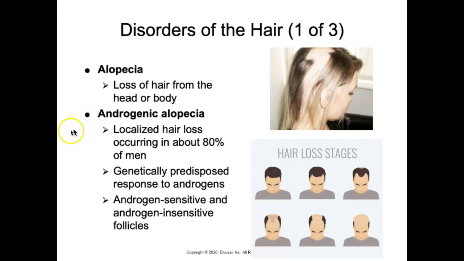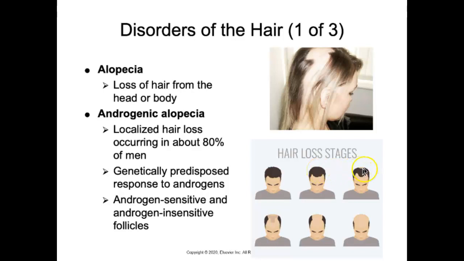Now, some are going to suffer from androgenic alopecia, and this is localized hair loss that takes place in about 80% of men. It's typically called male pattern baldness, and it's not necessarily a disease, but they are genetically predisposed to losing hair because of their response to androgens. And that's because we have two different types of hair follicles. We have androgen sensitive and androgen insensitive follicles. Our androgen sensitive follicles are going to be found at the top of the head, so back in this area. And the androgen insensitive follicles are found on the sides of the head as well as the back, which we cannot see here.